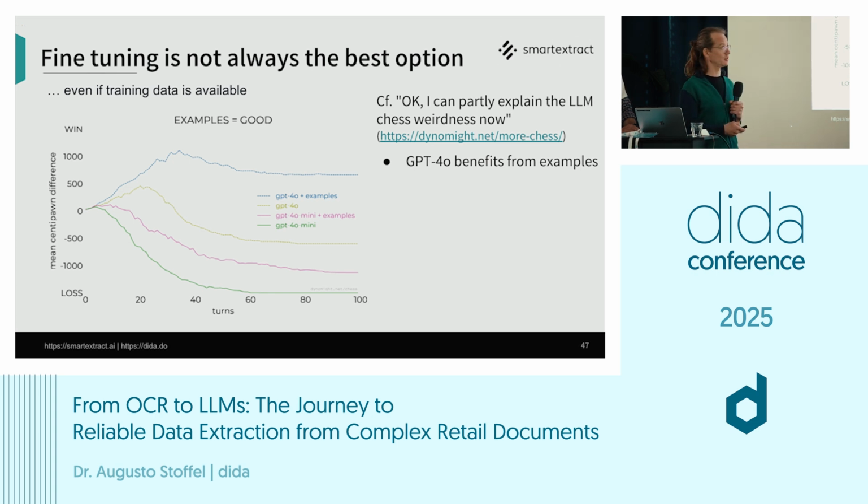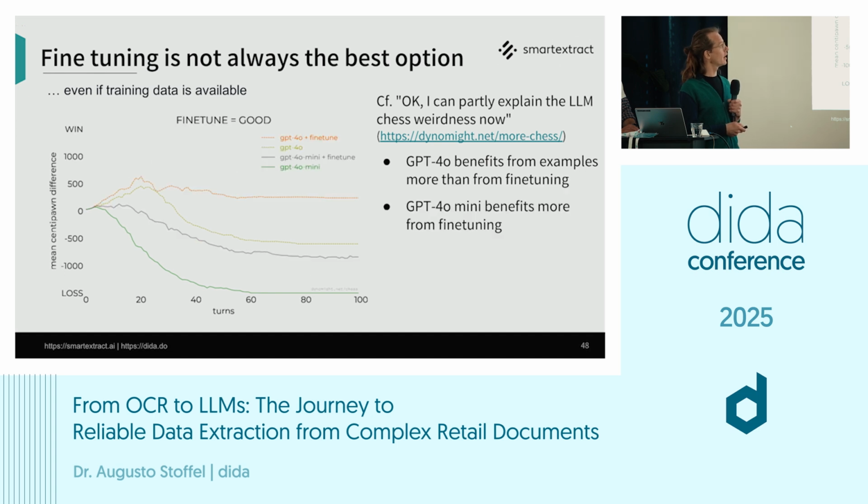Now we can try fine-tuning. So how does that compare? And this is the curve for fine-tuning. Okay. So just so you can read the graph, the green and the yellowish line, they are the same as before, and I'm just replacing the trial with examples in the prompt with a trial with fine-tuning.